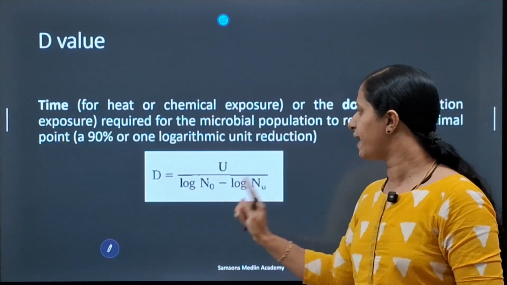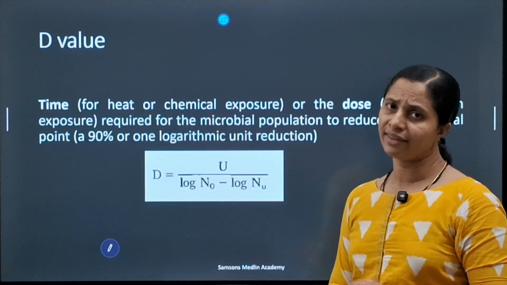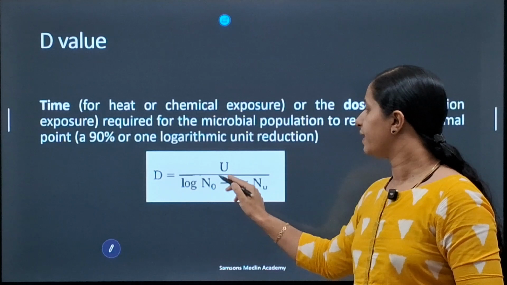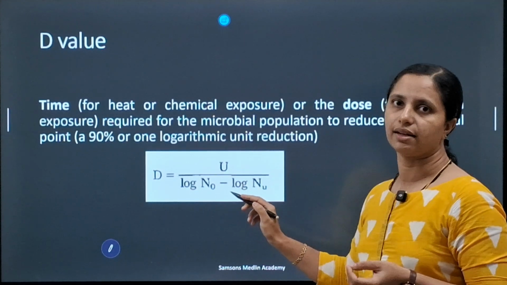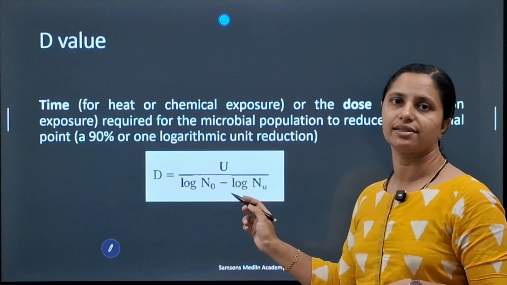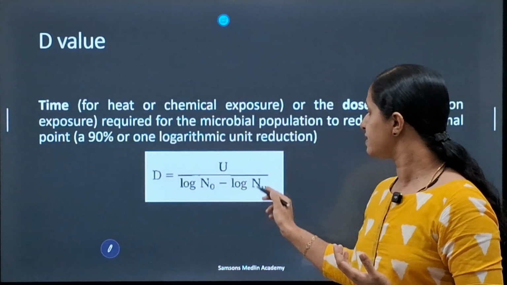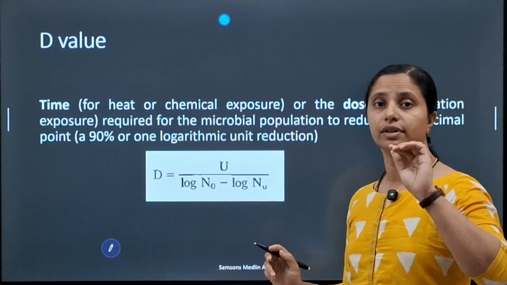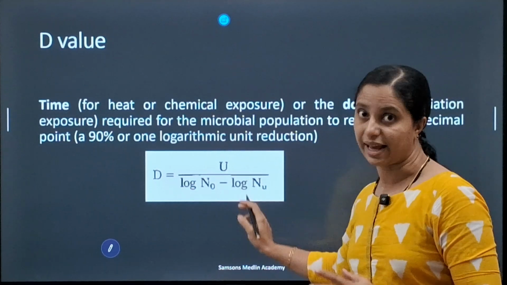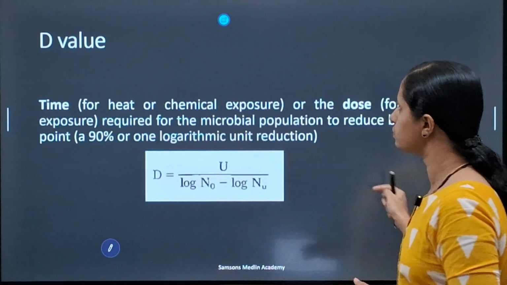D is equal to U by log N0 minus log NU, where U is that time required and log N0 is the initial number of microorganisms, initial bioburden, and log Nu is the number of unsterilized units, that is the number of undestroyed units at the end of this U time. Okay, so with this equation we will get D value.